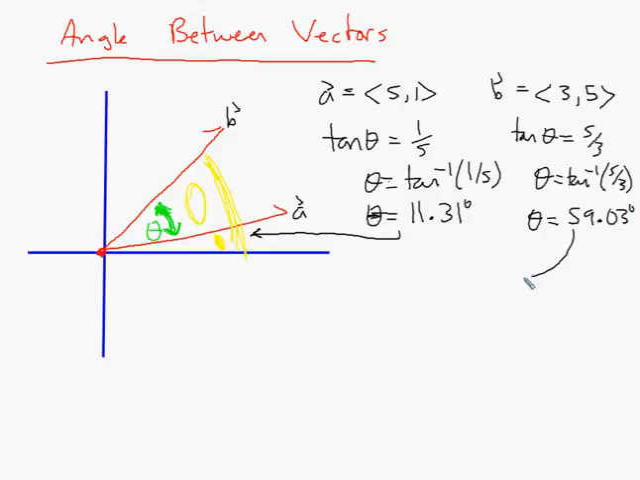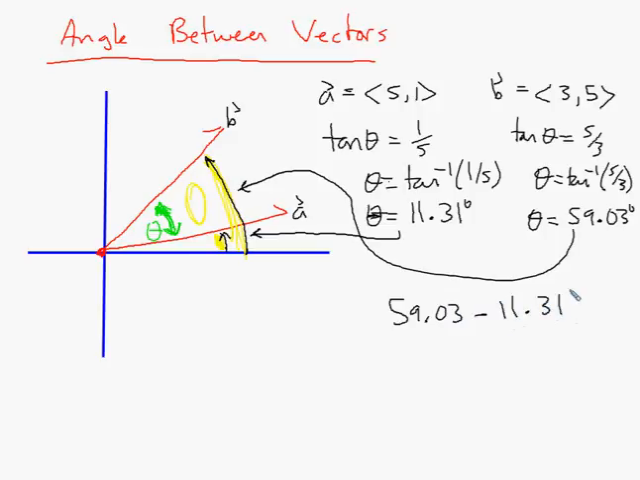Okay, and so what have I found? I found this angle. What's this angle? From the x-axis up to here. So what I'm saying, if I subtract those, then I'll get the angle between these two vectors. So I do my 59.03 minus 11.31. And what do I get? 47.72. So that's the angle between those two vectors, doing it this way.